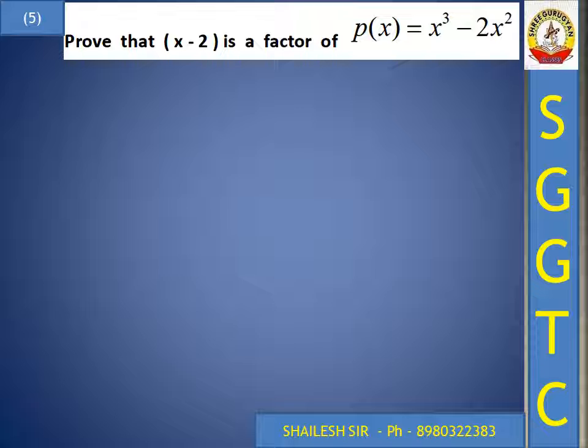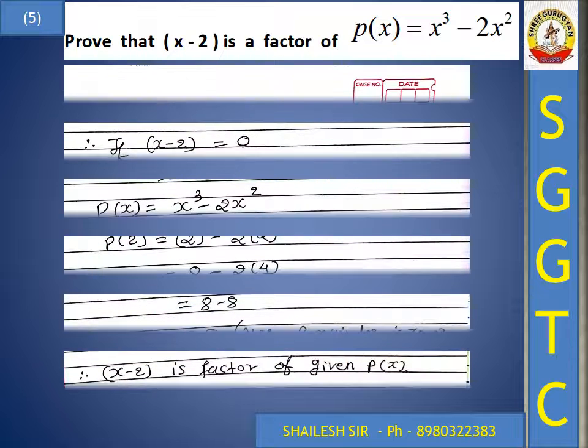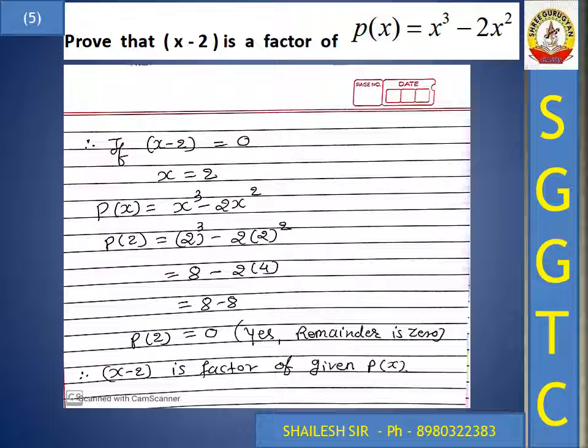So finally, take x minus 2 equal to 0. So x is equal to 2. Apply it in your p(x) and calculate further: 8 minus 8. Definitely my answer is 0. So yes, the answer is 0, the remainder is 0. So my validity is true. Therefore I can say x minus 2 is a factor of the given p(x).